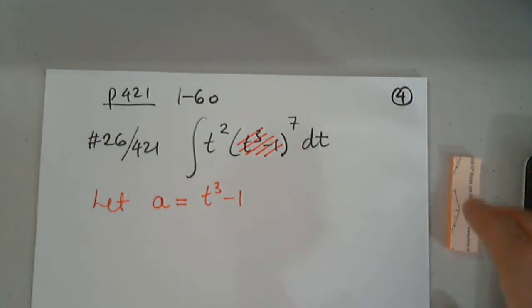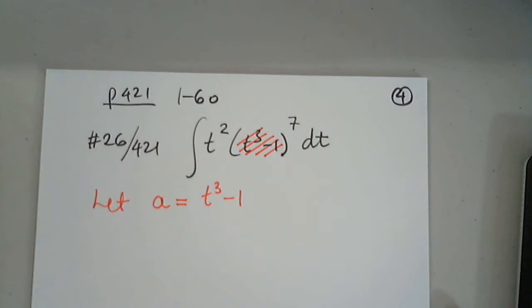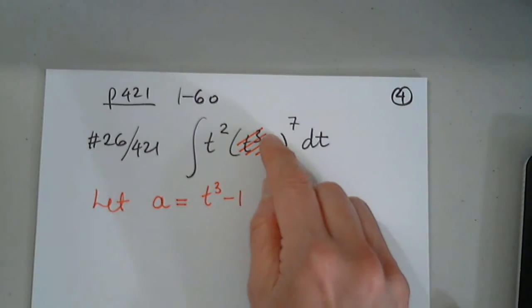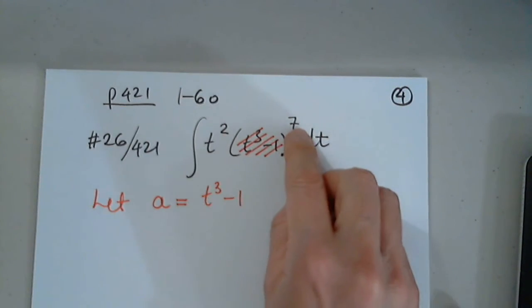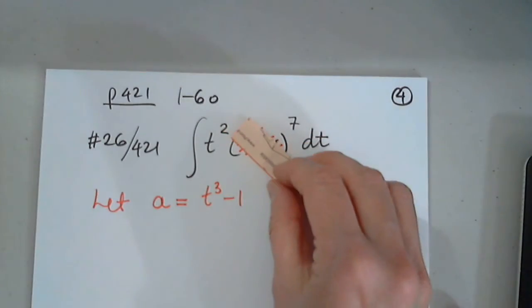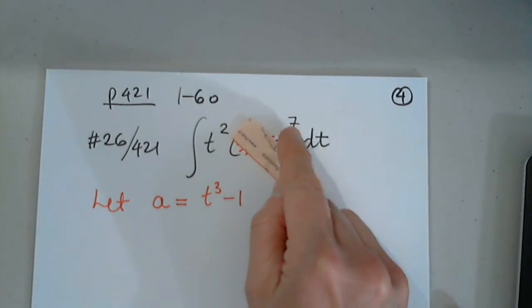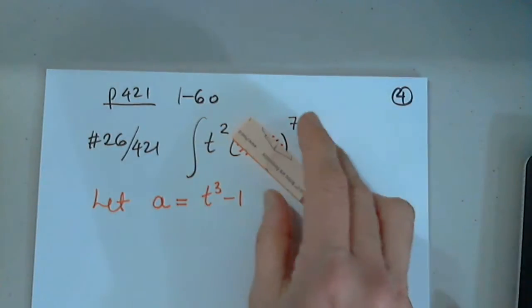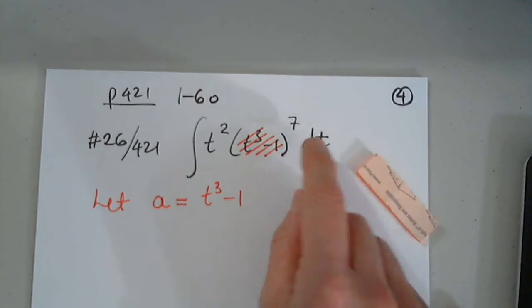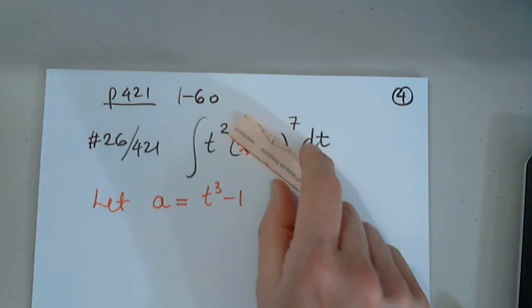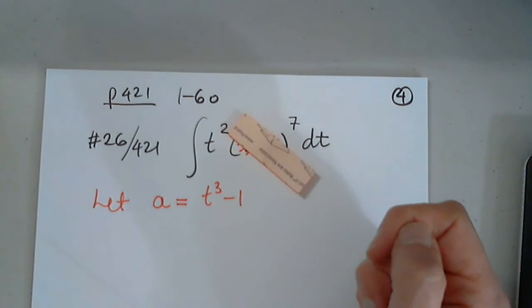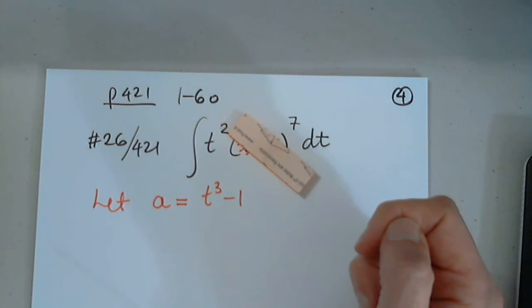Why? Because this is kind of in my way. It's a function inside of a power function. So if I get rid of this somehow, and I get A to the 7th power, that will be easy to handle. Handling a binomial to the 7th power is more difficult. But if I get A to the 7th power, that looks nice.